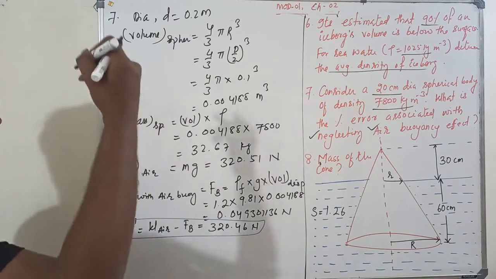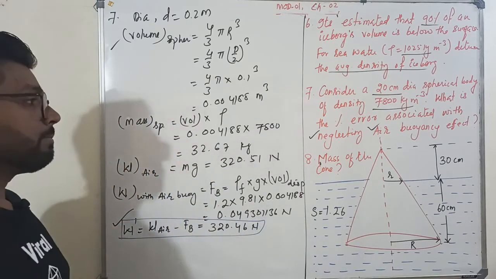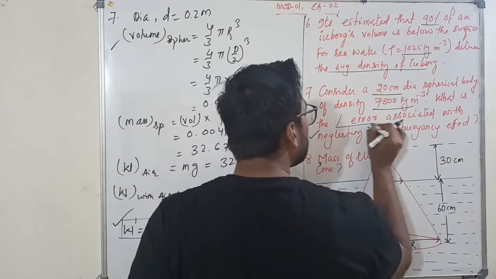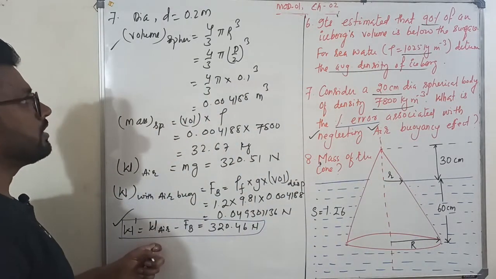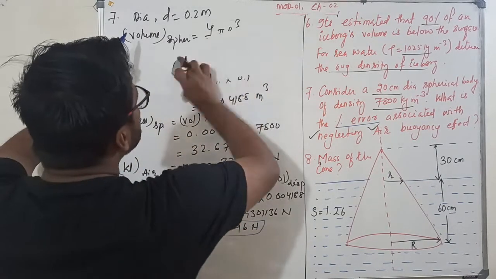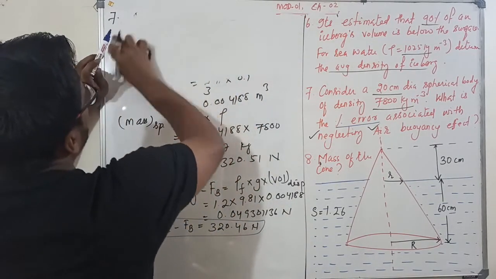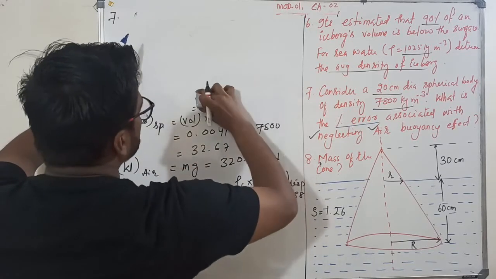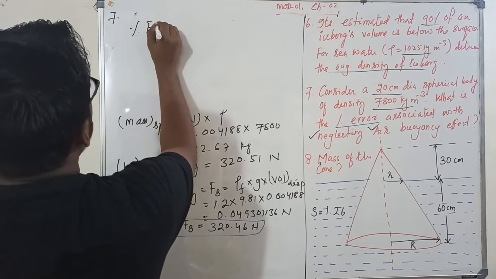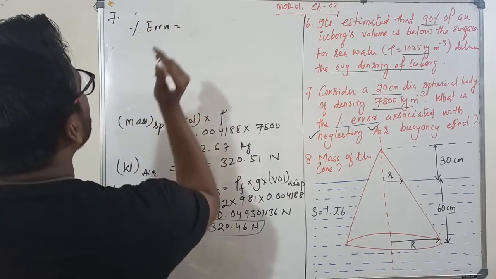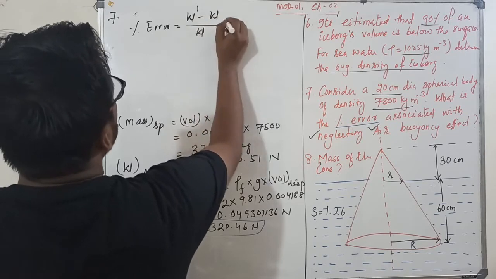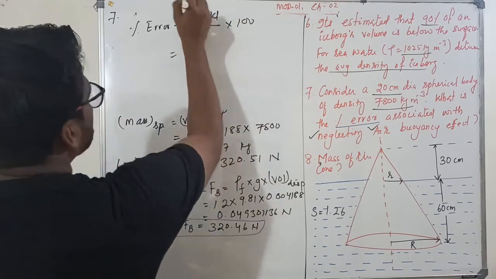This is the actual weight of the body considering the buoyancy force. Buoyancy is always opposite to the body weight. But they are not asking for the actual weight. They are asking how much the percentage error is. So how do we calculate percentage error? Sir, the change minus the original. So the percentage error is given by (W dash minus W) divided by W, multiplied by 100.